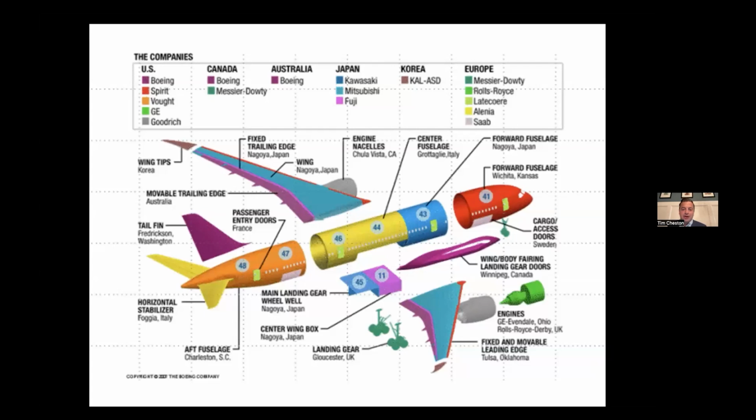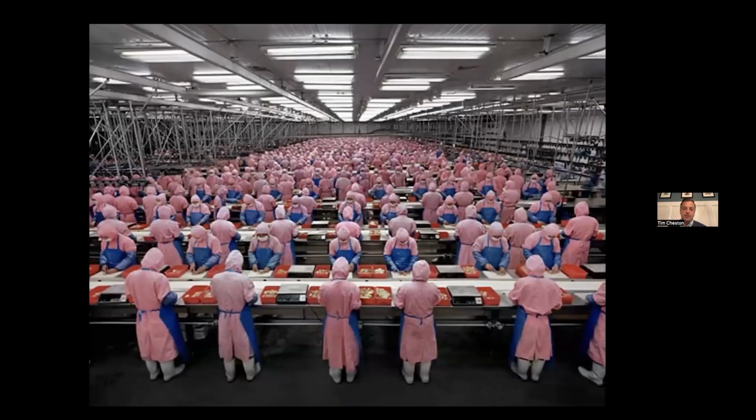And so not one family can produce one electronics product, but not even one country can produce some of the most complex products in the world, as we see from this Boeing airplane here today, where the wheel well is produced in Japan, the passenger entry doors are produced in France, and the fuselage is produced in Italy. So even some countries are not able to hold the know-how necessary to produce some of the most complex products in the world.